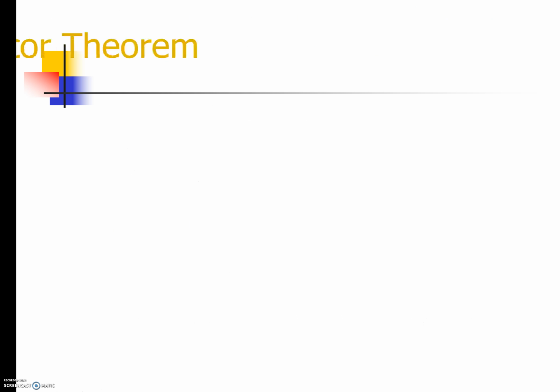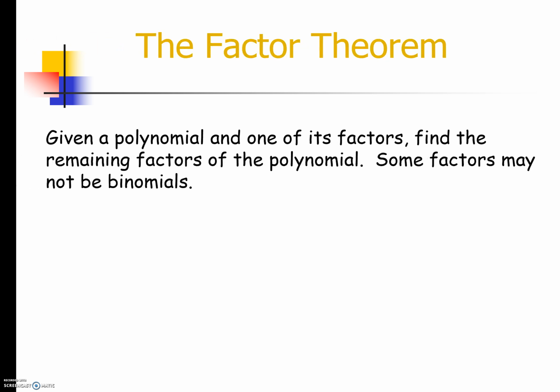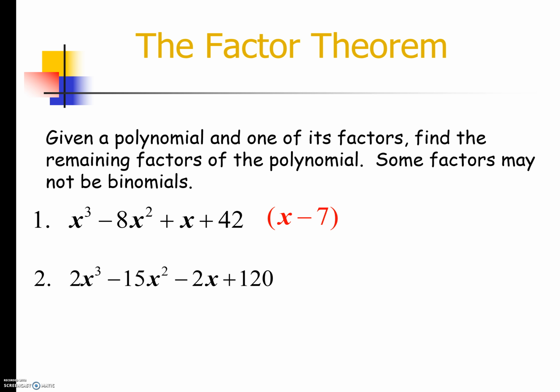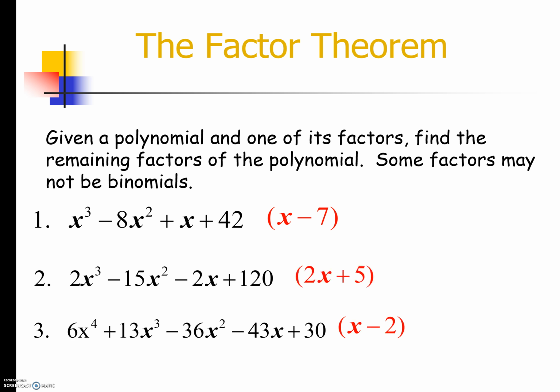So now you can try these questions. Given a polynomial and one of its factors, find the remaining factors of the polynomial. So for this polynomial, the given factor is x minus 7. So you give it a go and try to find the remaining factors. Pause the video and try to find them. You can go back and take notes from the previous examples and figure it out. That's all for this lesson.